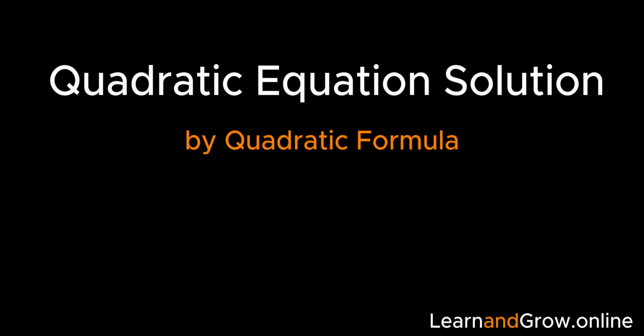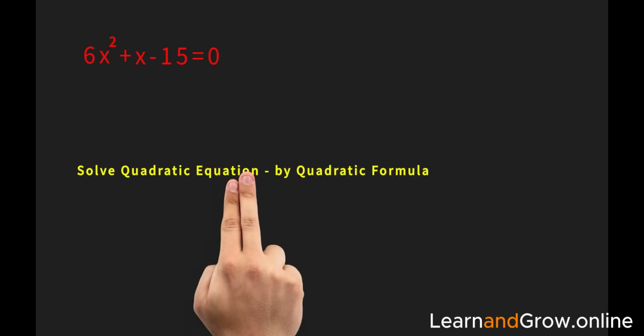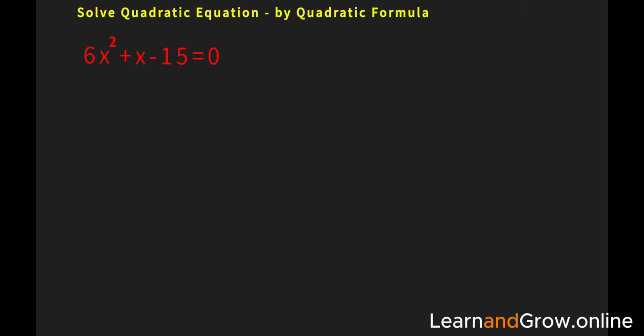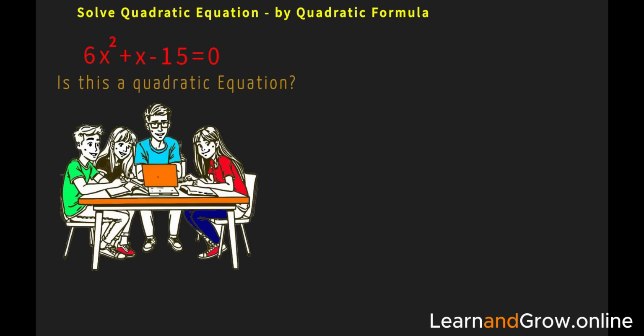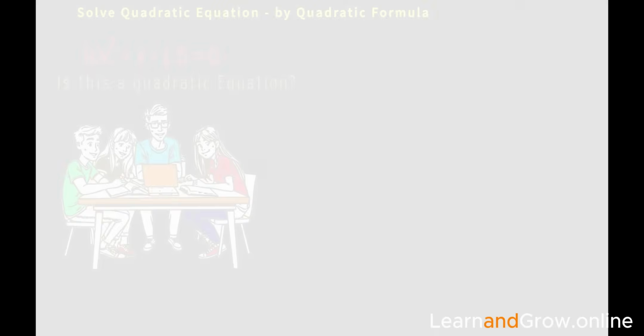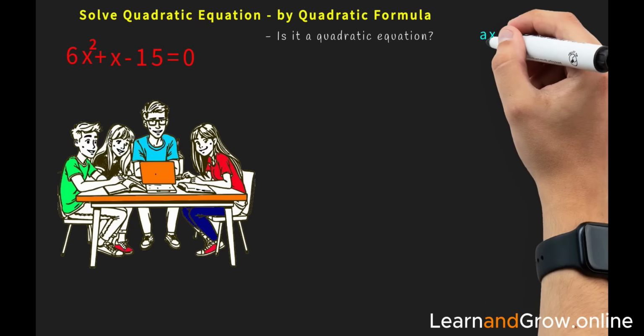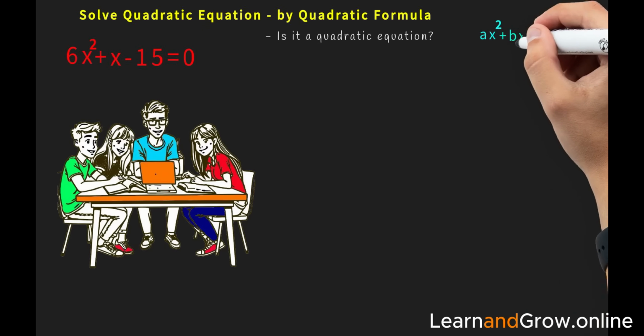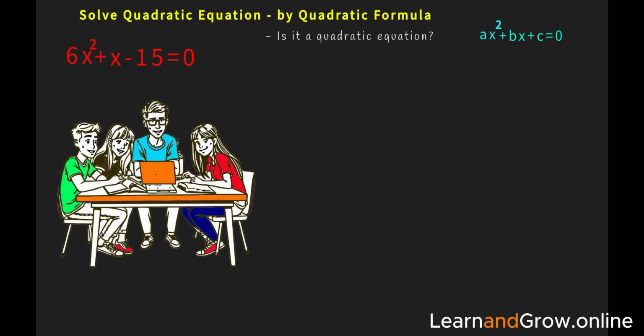And finally, let's move to the third method, solving the quadratic equation using the quadratic formula. This is a quadratic equation, and we'll solve it using the quadratic formula. But before we start, let's first confirm, is this really a quadratic equation? The standard form of a quadratic is ax squared plus bx plus c equals 0, where the highest power of the variable is 2. Now let's compare it with our given equation.